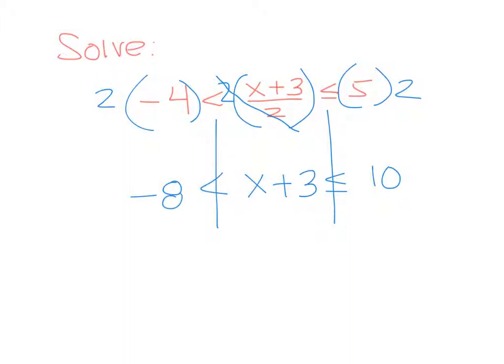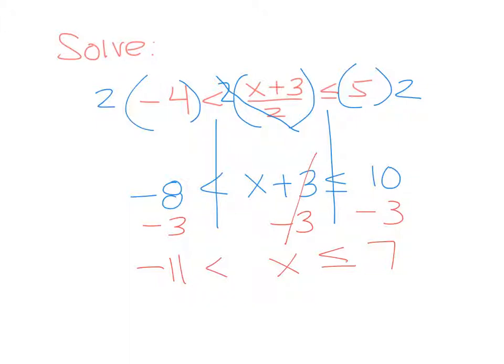Now your x is still not alone because your x has a +3, so you need to undo the +3. You are allowed to subtract the 3 as long as you do it to all 3 sections of the compound inequality. So you'll do a -8 minus 3, and you'll do a 10 minus 3. So this says that your answer is any number that is greater than -11 and smaller than or equal to 7.